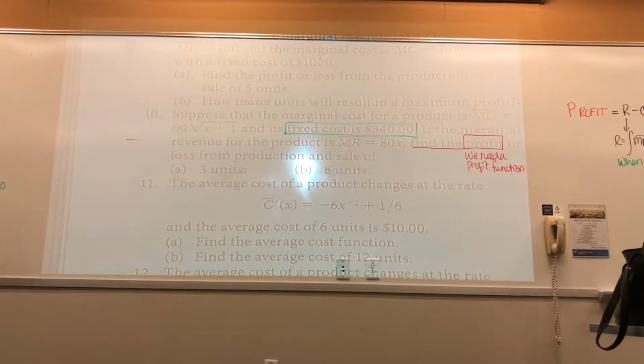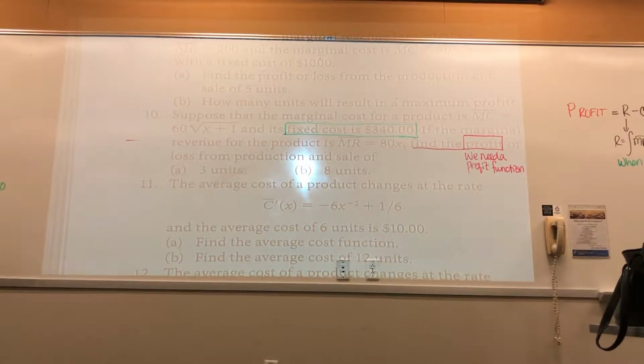What's my cost, or what's my marginal cost function? 60 times x plus 1 to the 1 half. Good. Is this integral 1, 2, 3, or 4? 2. This is number 2. So we're gonna use integral number 2. So we find u and create u prime. What's my u? x plus 1. Yeah, what's u prime?